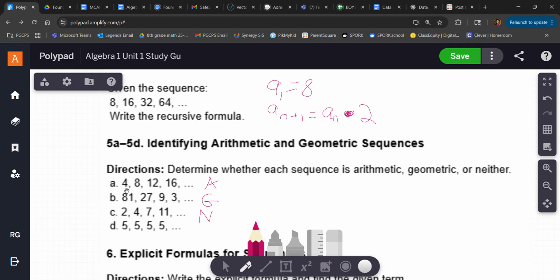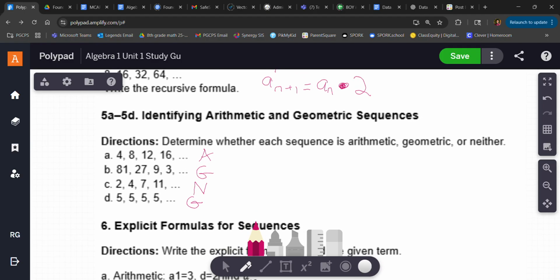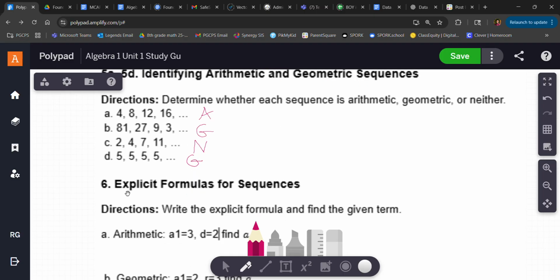5D looks like it could be neither. However, you could be multiplying by 1, which would mean that this is actually a geometric. So go from one term to the next. 5 times 1 would be 5. So it will be categorized as a geometric sequence.